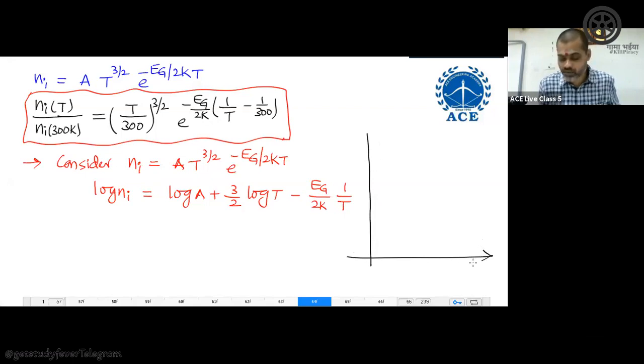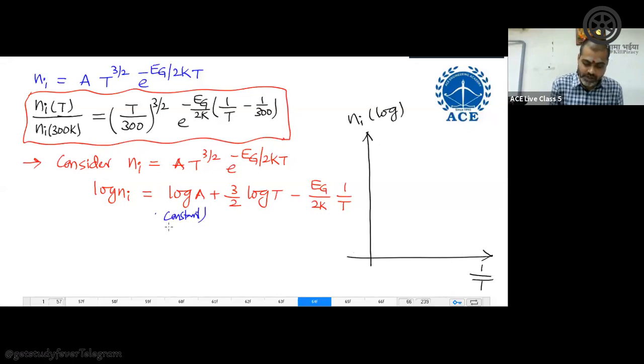I'm taking the x-axis as 1 by T, and the y-axis is going to be ni, the intrinsic concentration, on a logarithmic scale. Anyhow, log of A is going to be constant. This will not change anyhow.